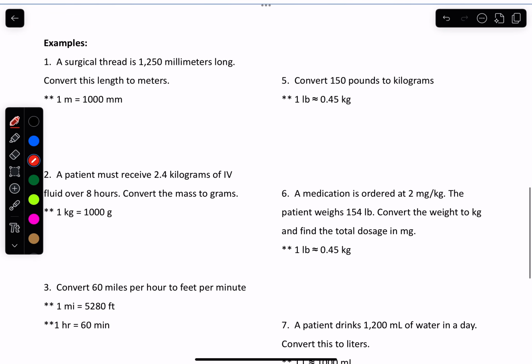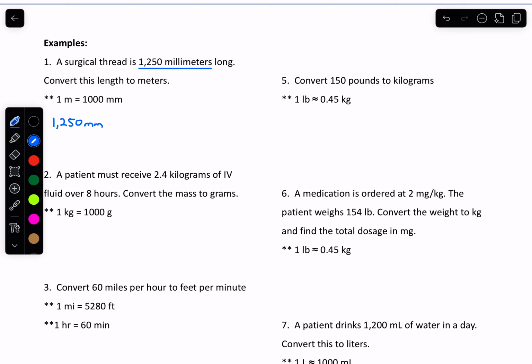Number 1, a surgical thread is 1,250 millimeters long. Convert this length to meters. In this case, we are staying within the metric system, so this will just be a refresher on what we did in the previous topic. We want to convert millimeters to meters. We always want to first write down what we're starting with. In this problem, we're starting with 1,250 millimeters. So I'm going to say 1,250, and millimeters is mm.